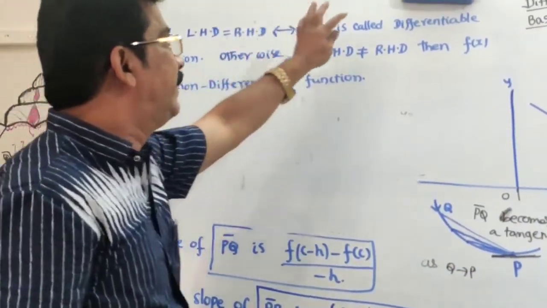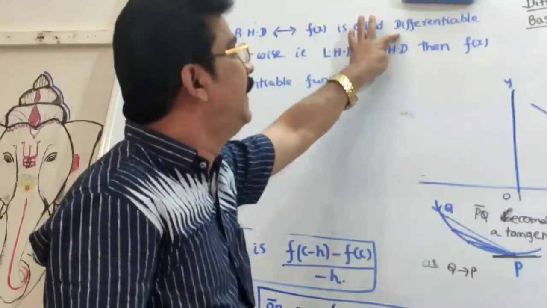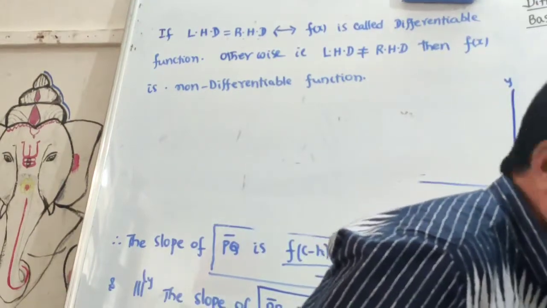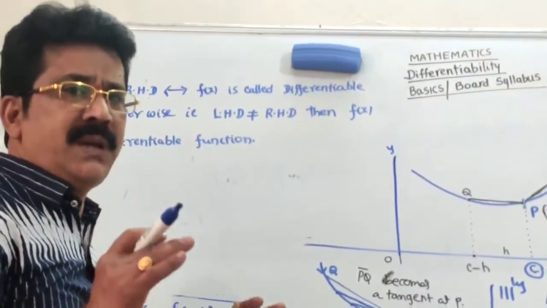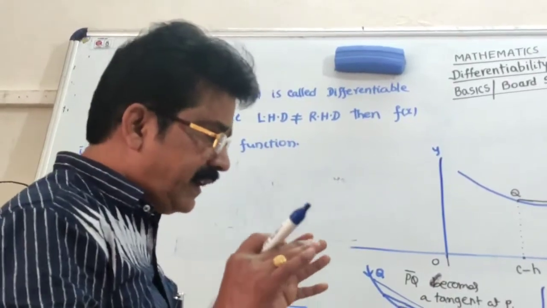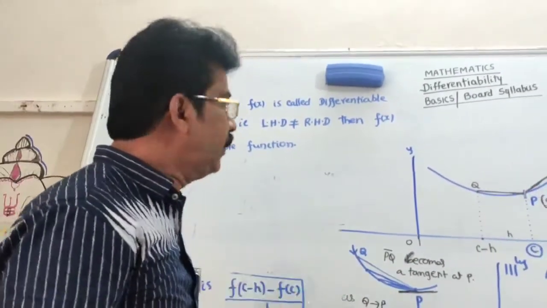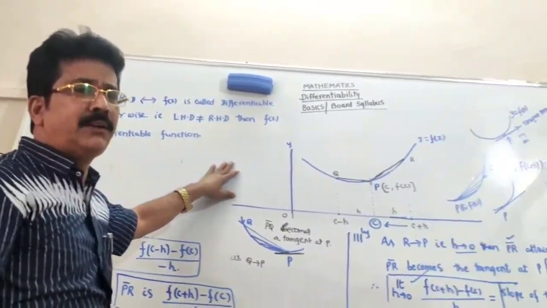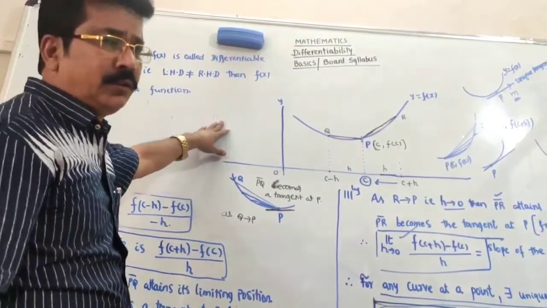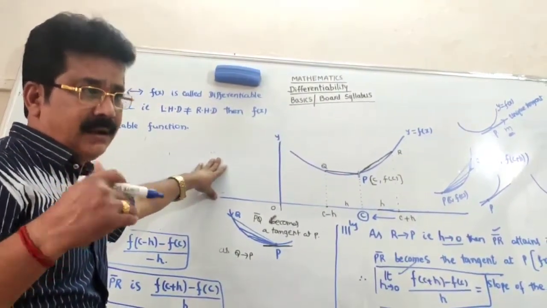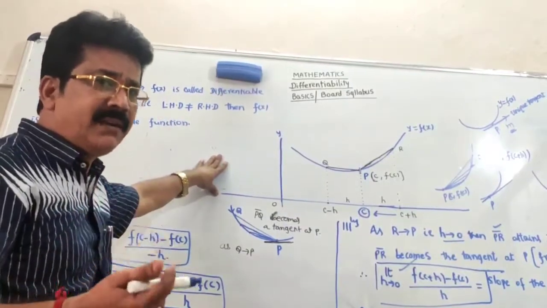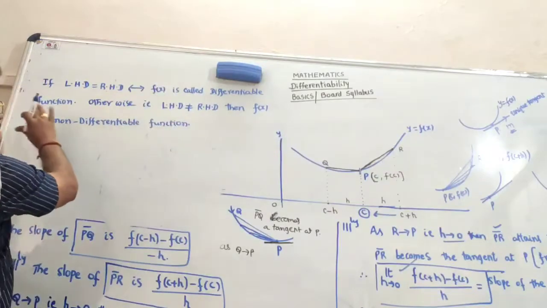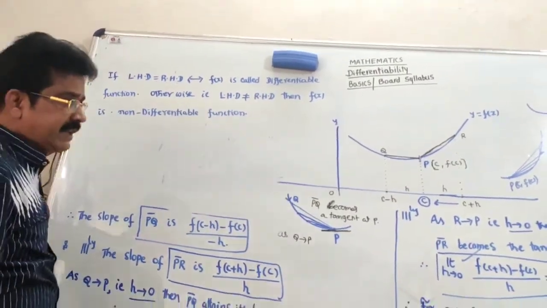So therefore, differentiability can be determined with the help of limit values. First we must be perfect in finding the limiting values. My sincere advice is, before reading this topic, it is better to revise the limits topic. We must know how to find limiting values at different points for different functions. Okay, next. So this is called differentiability or non-differentiability.